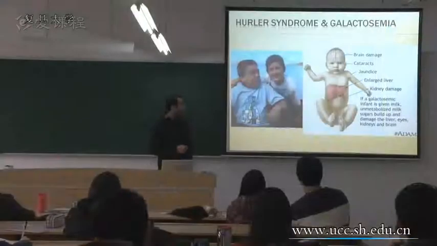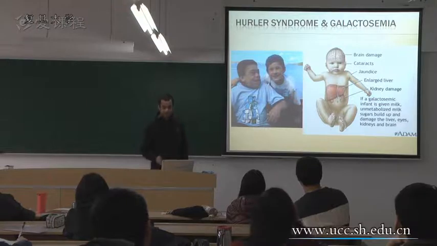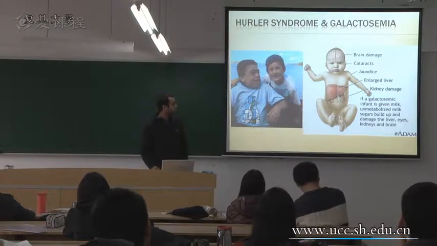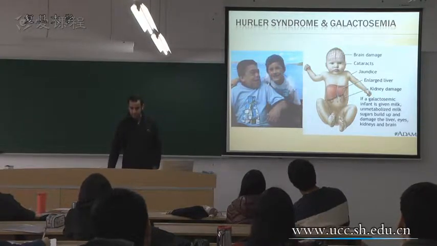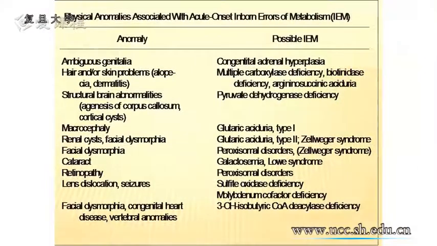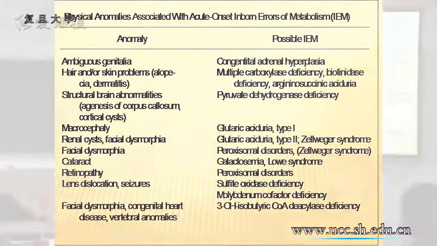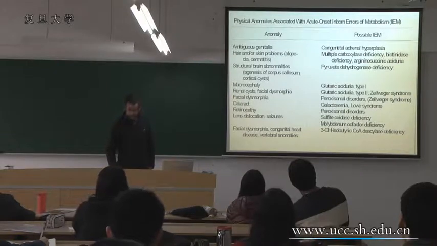So basically all milk products will affect babies that have this. Results in brain damage, cataracts, jaundice, liver damage, jaundice from the liver damage, of course, and you have to avoid cheese, milk, any dairy products. I think most of us know people that have some form of dairy intolerance. These are some more. I'm not going to go through them, but you can see there are many different inborn errors of metabolism.